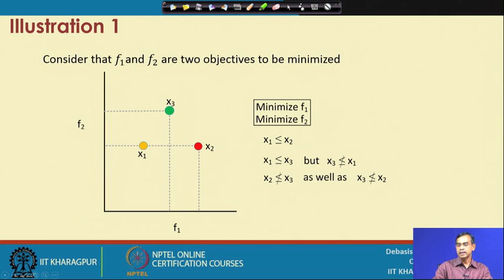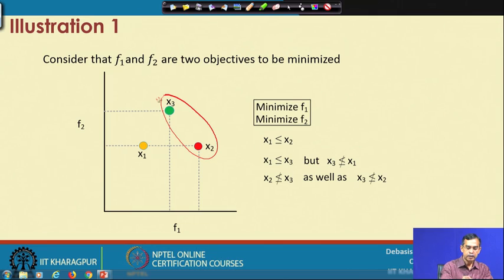Now, we can illustrate the same concept with 2 more slides. You can verify yourself that x1 dominates x2. Similarly, x1 dominates x3, but if we consider x2 and x3, neither dominates the other. Here, f1 and f2 are both to be minimized, and you can verify this yourself.